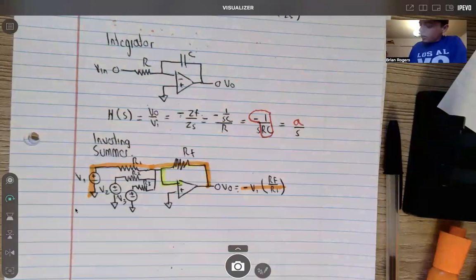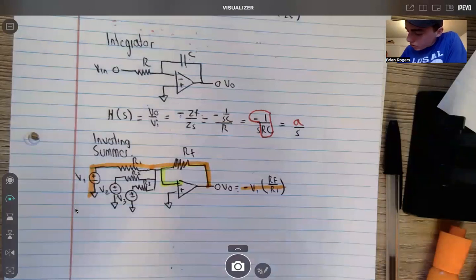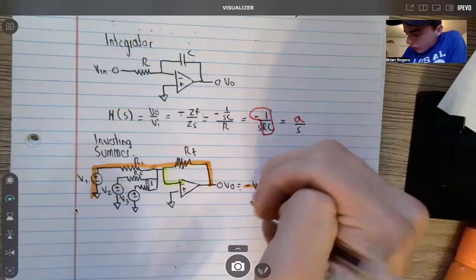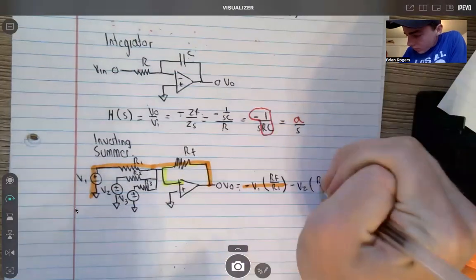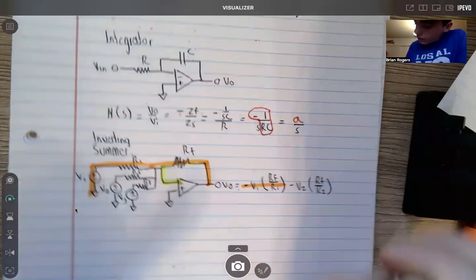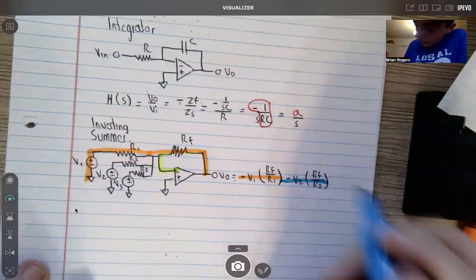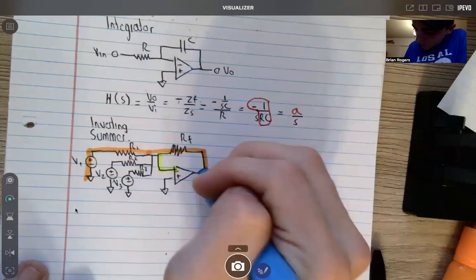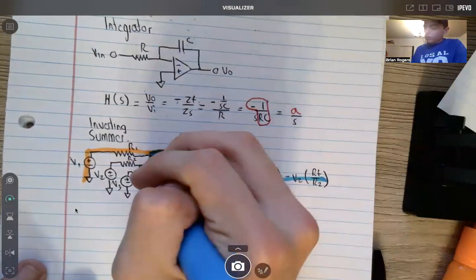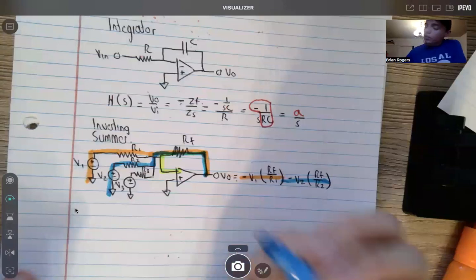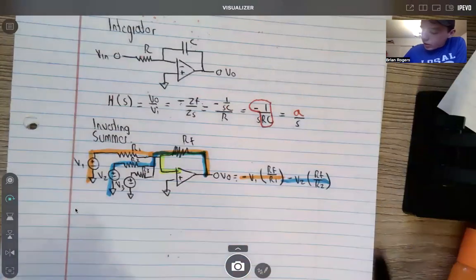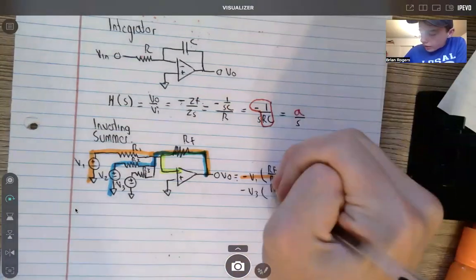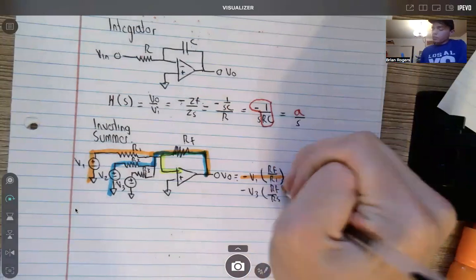So here, we're going to look at the next contribution. So minus V2, R of F over R2. This one comes from here, looking just at this one source individually. And then finally, the last one here, minus V3, R of F over R3. And this one comes from this last one here.